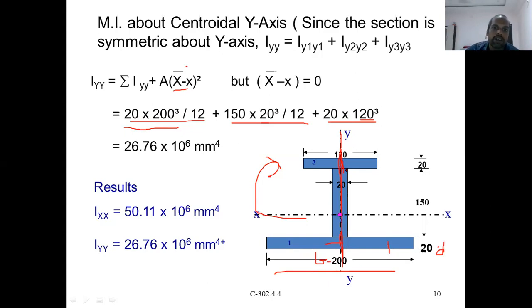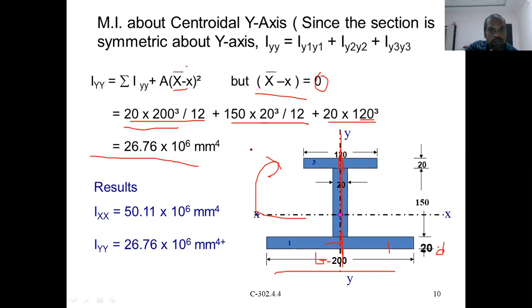That's why the calculation of moment of inertia becomes very easy: take the individual moments of inertia about the centroidal y-axis, and if you add all of them, you will get the moment of inertia of the entire section. No need to apply the parallel axis theorem. Even if you apply it, the term h becomes 0. If you get 0, then only you have got the concept. If you don't get h equal to 0, even for this IYY, it means your concepts are not correct. So think about it and calculate. That's what you have to remember.